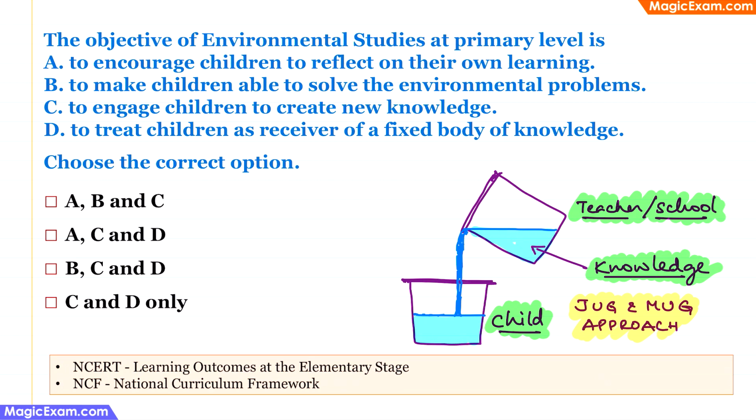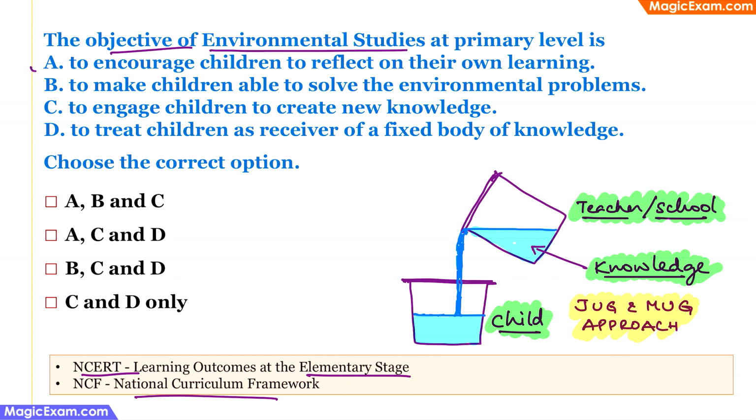The objective of environmental studies at a primary level is which of the following? Now, if you look at the NCERT learning outcomes at elementary stage document or the NCF document, there are a few objectives of environmental studies that are mentioned there. And even if you look at the syllabus documents of EVS class 3, 4 and 5, you will get similar information. Now, we look at the statements. The first one says to encourage children to reflect on their own learning.